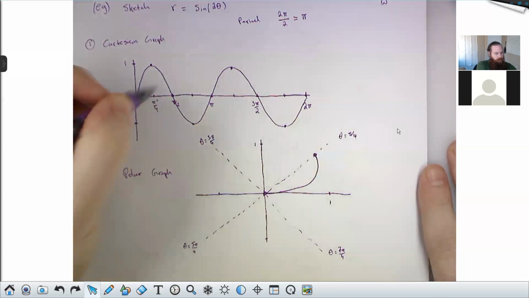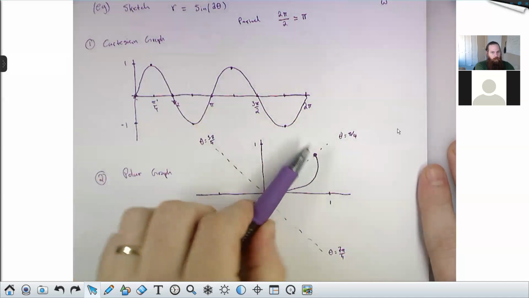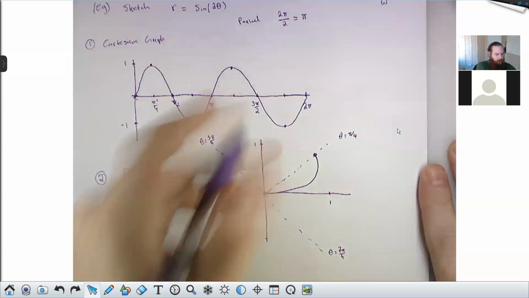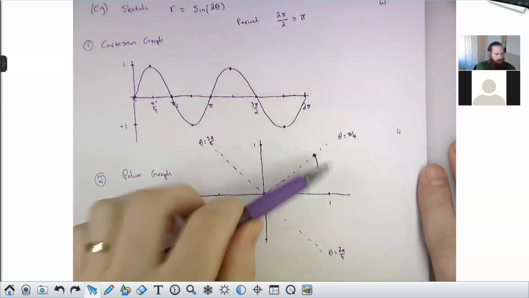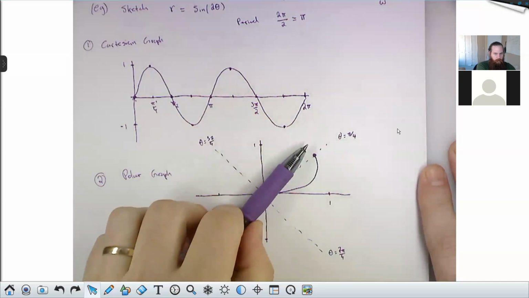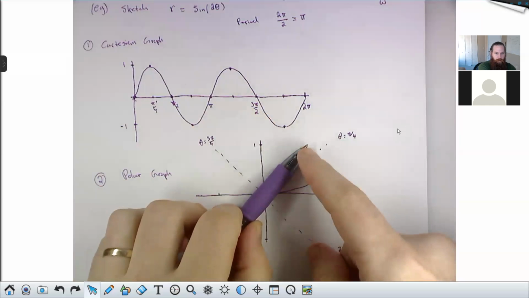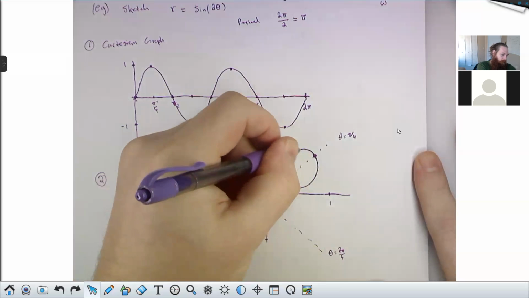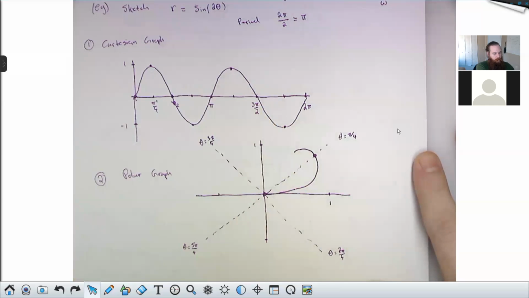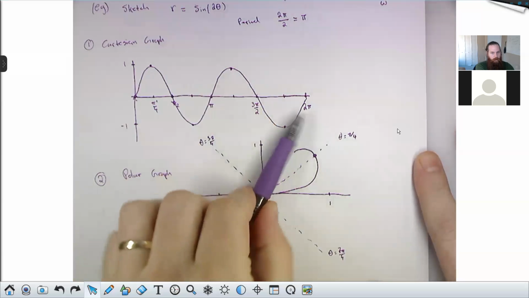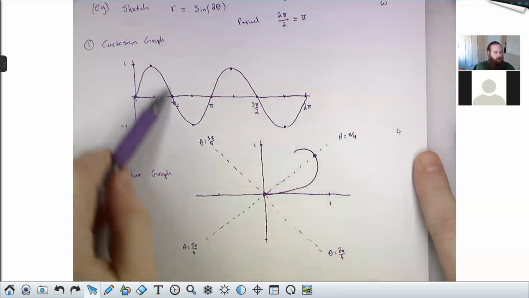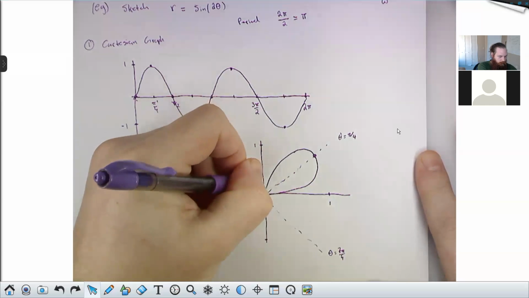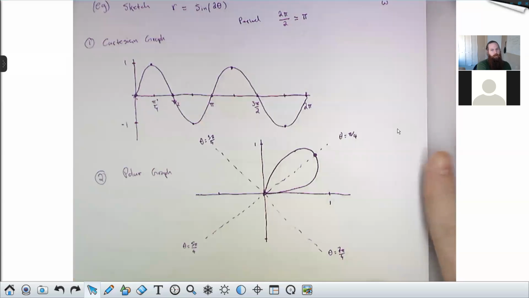And then as theta advances, as I rotate past pi over 4 towards pi over 2, r starts coming back in. So if I were to rotate just a little bit past pi over 4, r should have come in a little bit from here to like here. So this is starting to do something like that. And by the time I rotate all the way up to pi over 2, r should be all the way back at 0. So I should come in here tangent like this, arriving back at the origin.